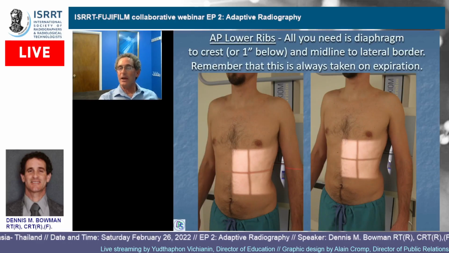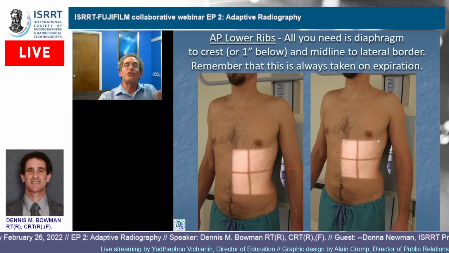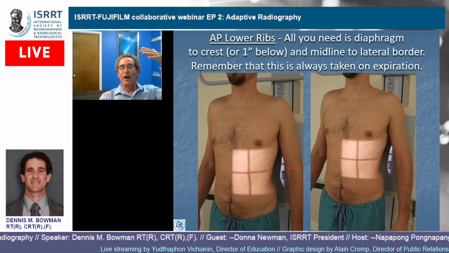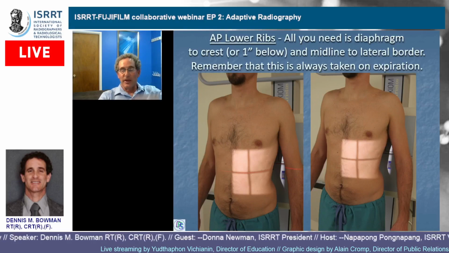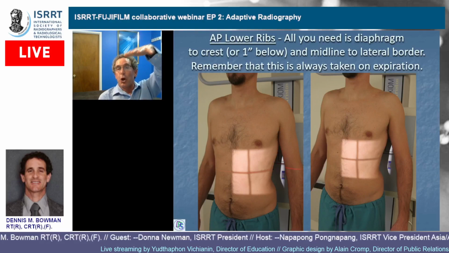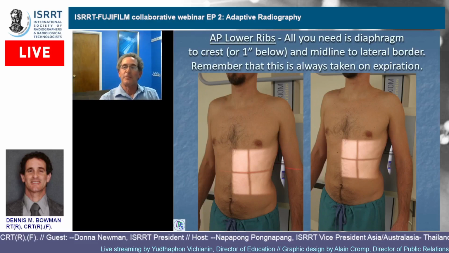And then our AP lower shot, all you need is, you have to get diaphragm on, right? Because what is a lower rib? A lower rib is all ribs below the diaphragm. And then how are you breathing them? Well, it should be on full expiration, so that the diaphragm is as high as possible, which is giving you as much low rib as possible, as many ribs underneath that diaphragm as possible.